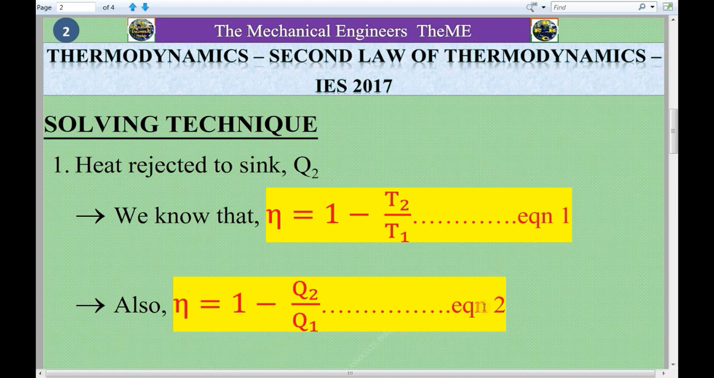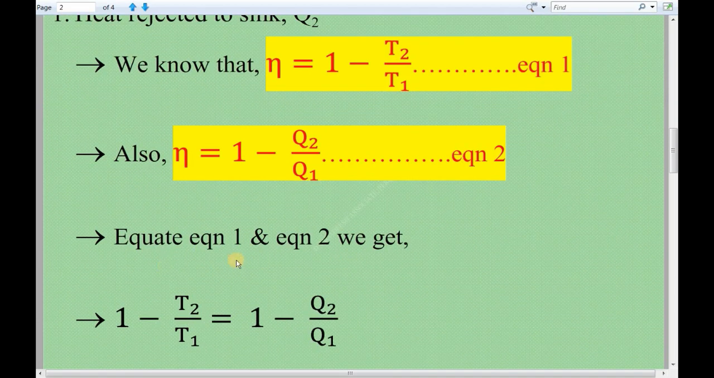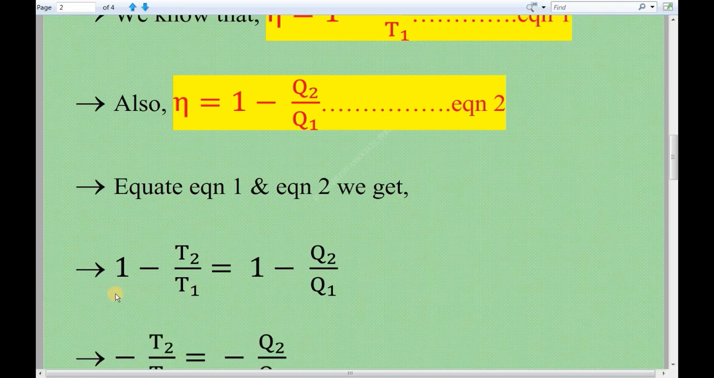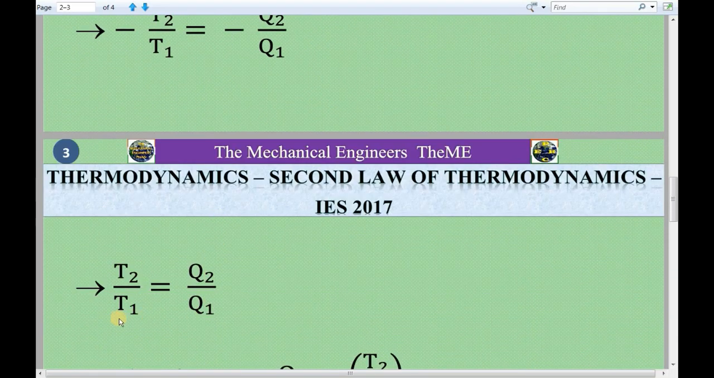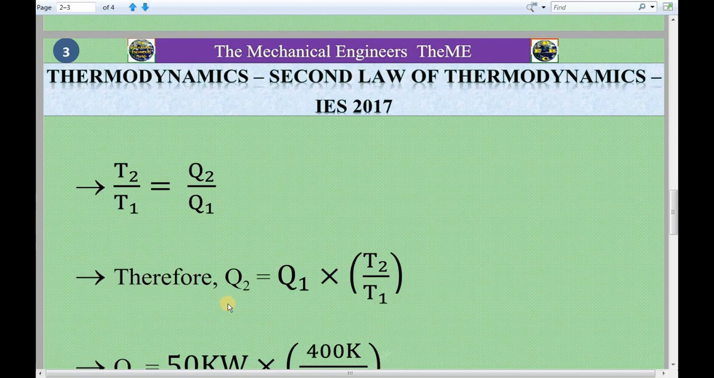In equation 1 and equation 2, the LHS are the same, so we can equate equation 1 and equation 2. By equating, we get 1 minus T2 by T1 is equal to 1 minus Q2 by Q1. The 1 in the LHS and the 1 in the RHS will get cancelled. So the next step will be minus T2 by T1 is equal to minus Q2 by Q1. The negative sign in the LHS and the negative sign in the RHS will get cancelled. So the next step will be T2 by T1 is equal to Q2 by Q1. Now bring this Q1 to the LHS. We get Q2 is equal to Q1 into T2 by T1.